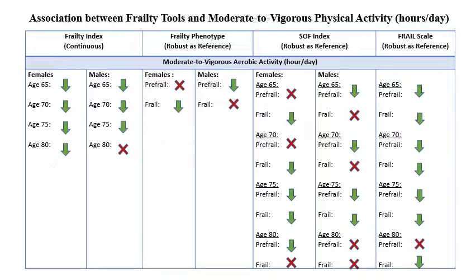For the frailty phenotype, we found that results differ for people who are classified as pre-frail or frail for males and females. For pre-frail females, there's no association by the frailty phenotype with moderate to vigorous activity. For frail females, the higher the frailty, the lower the MVPA, or moderate to vigorous activity.